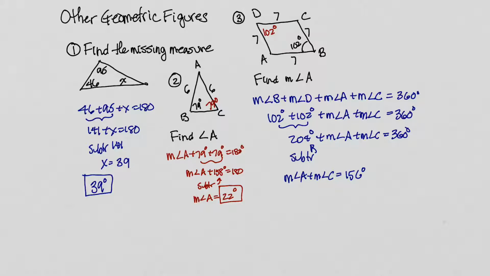Now because these two are equal, A and C have the same measure, we could just write that 2 times the measure of angle A is equal to 156, and then divide by 2. What we'll get here is the measure of angle A is equal to 78. And that's just what we're looking for, the measure of angle A.